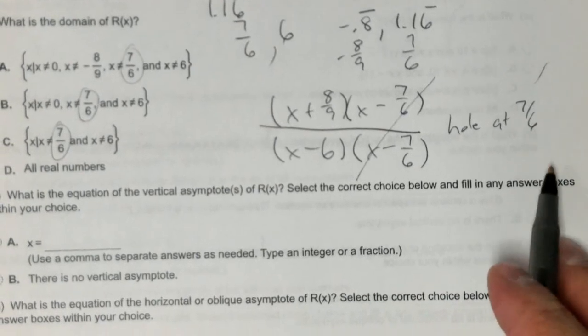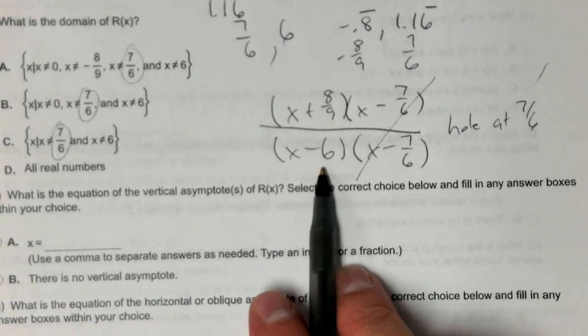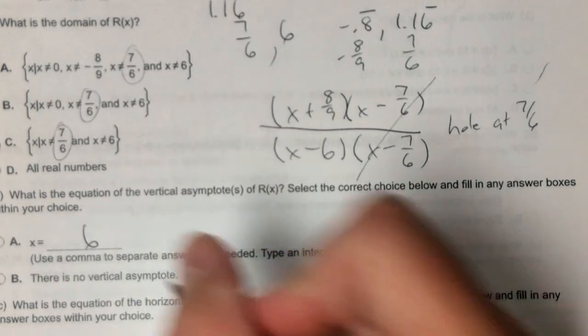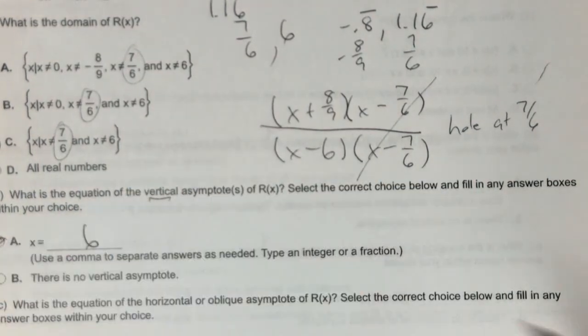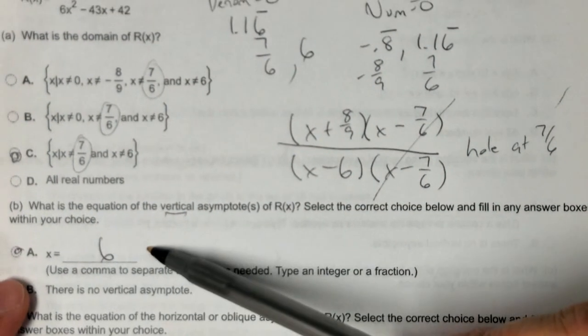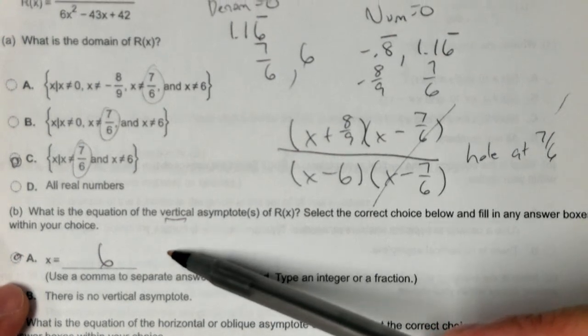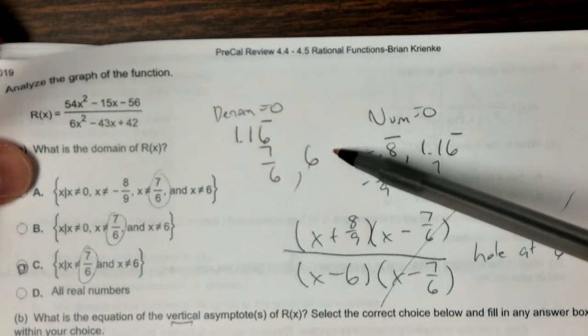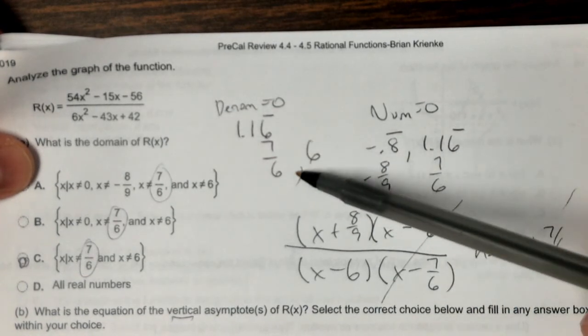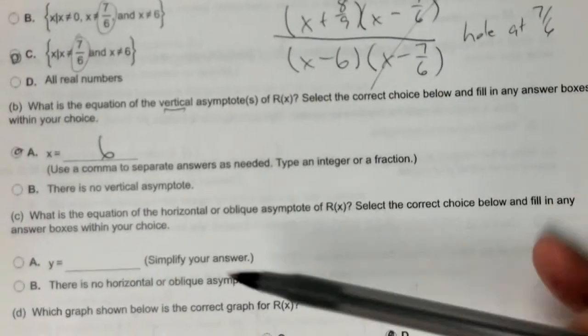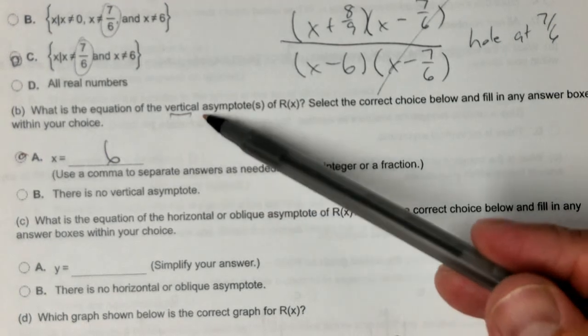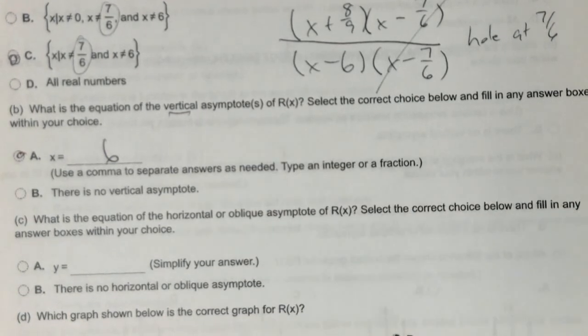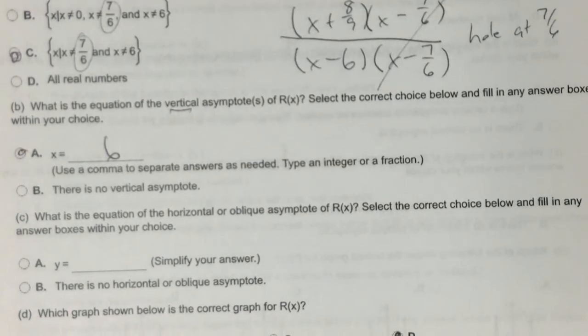And so there's only one vertical asymptote, and it's at 6. So again, the possible vertical asymptotes would have been 7/6 or 6, because that's where the denominator is equal to 0. But in this case, you only have one vertical asymptote, and it's at 6. Any questions on that part?